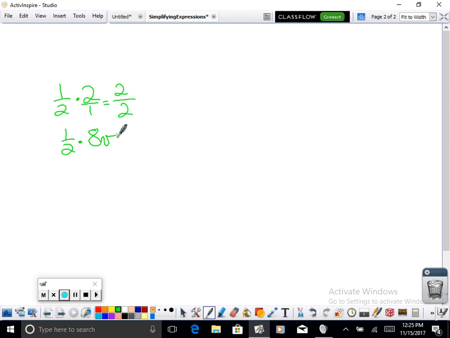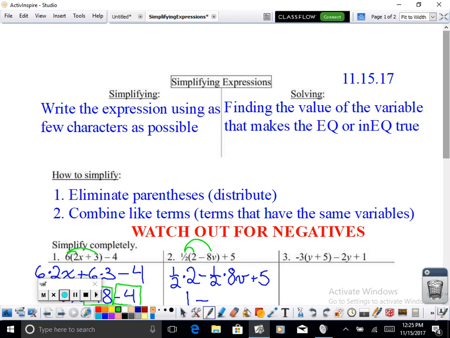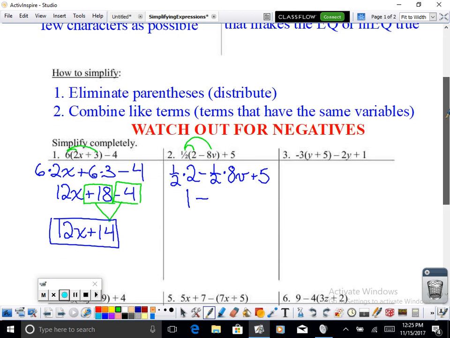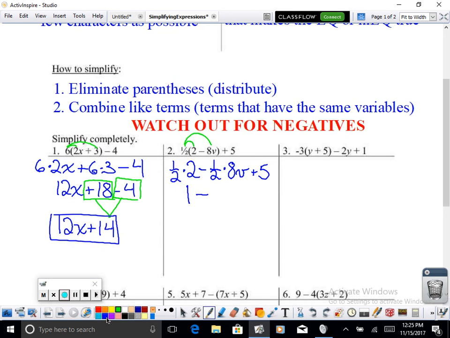Ethan, what's going to happen here? You have to put 8v over 1. Okay? And now what? Now you can multiply. Okay, and what will I get? 8v over 2. And what is that going to equal? 4v. Just 4v. So I'll come back to the front, and I've got 1 minus 4v. And I'll bring down that plus 5.